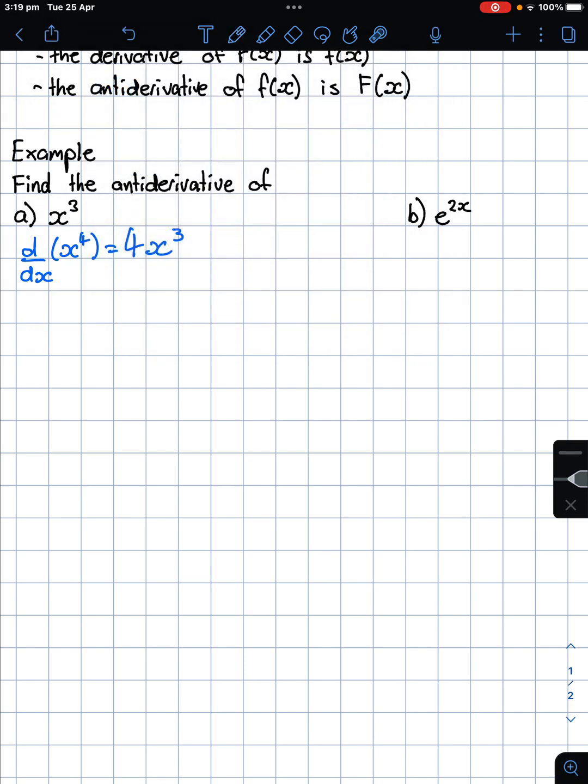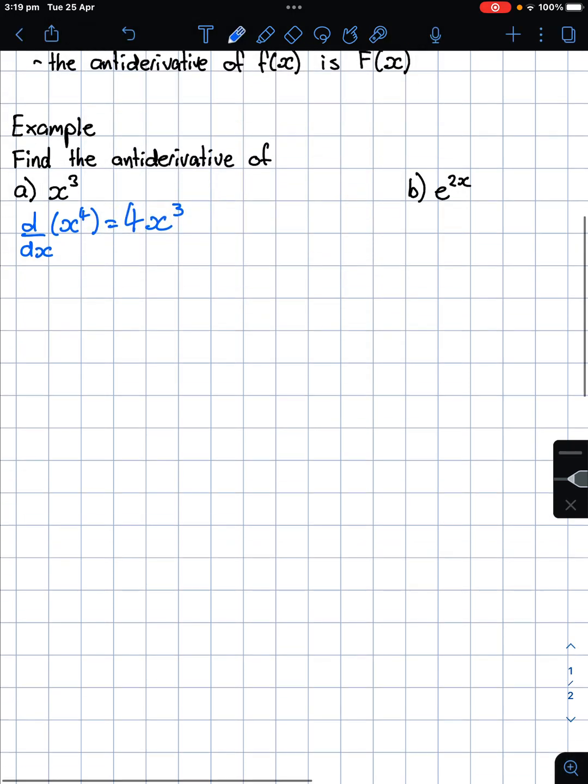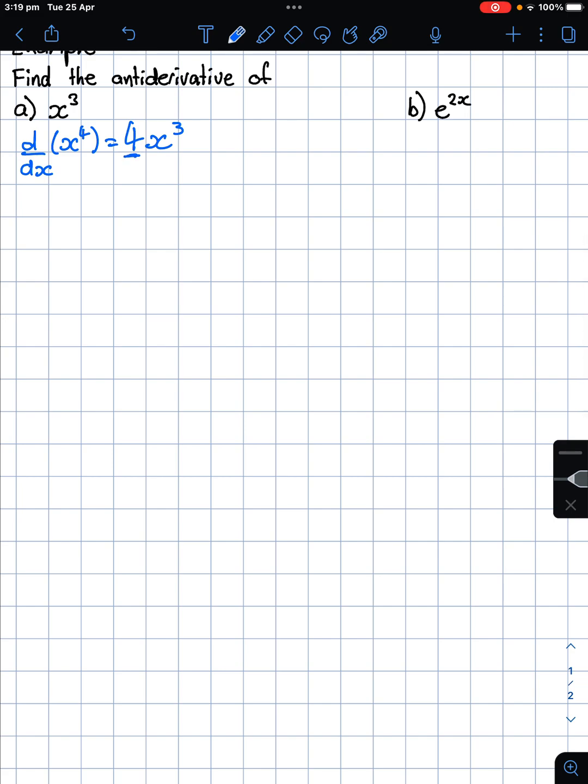Okay, sorry, mental blank. Because we're finding the antiderivative of x cubed, we're looking for something that when you take the derivative, the result is x cubed. So the derivative of x to the 4, we know we always drop a degree, every time we take the derivative, the power drops by 1. So we know that x to the 4 is going to give me an x cubed. This is good, but it's not quite right because we're out by 4.